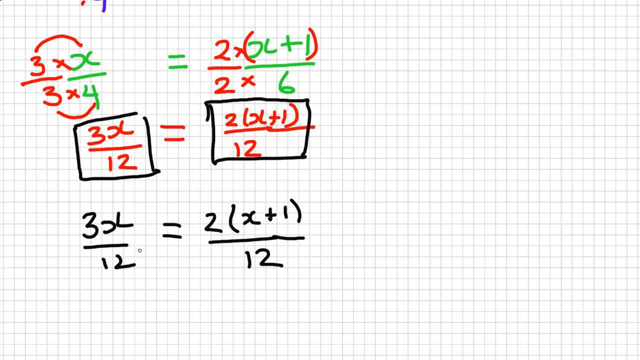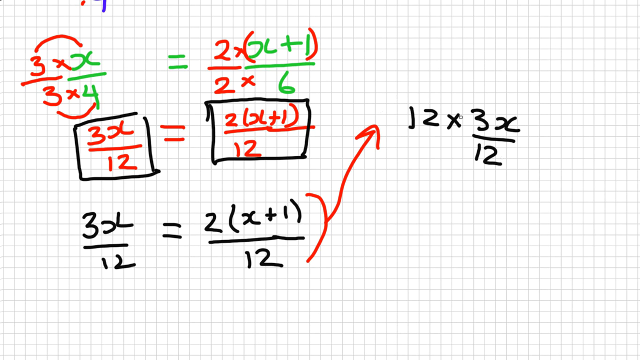what happens is, let's think about inverse operations. Let's say I was just trying to get this x by itself. The first thing I have to do to start doing that is to get rid of this divide by 12. One way to do that is then to times everything by 12. So we would get 12 times 3x over 12 equals 12 times 2 times x plus 1 over 12.